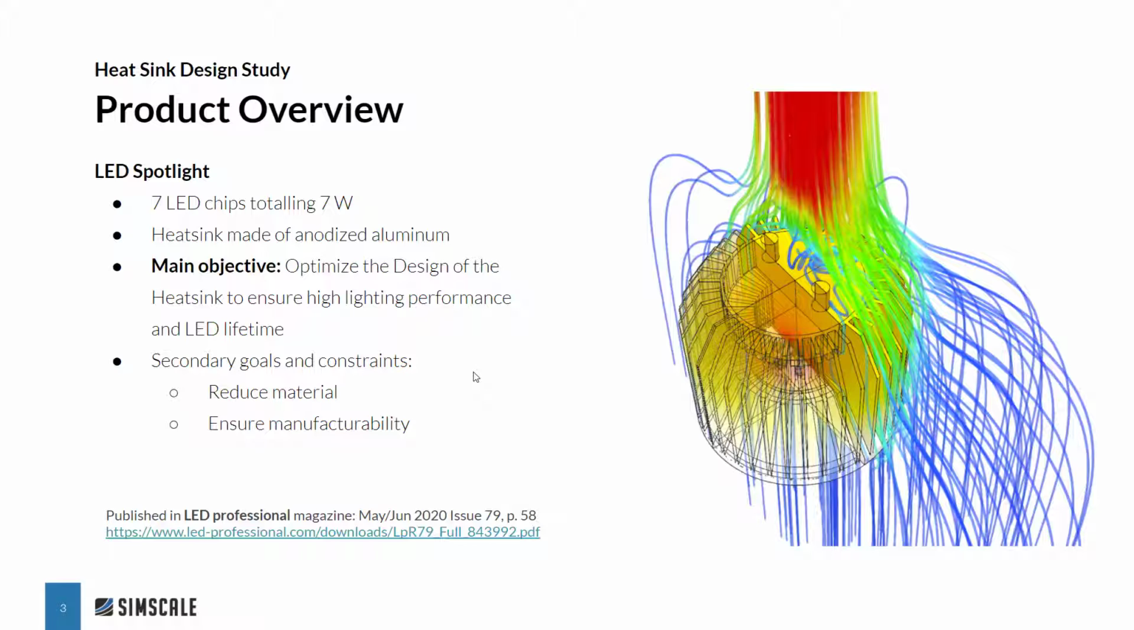We're going to be looking at an LED module with 7 LED diodes or chips totaling 7 watts of dissipated heat. And the objective, as I said earlier, is to optimize the design of the heatsink, ensuring the best quality lighting performance as well as the LED lifetime. The result of interest that's going to indicate both of these two parameters is the junction temperature of the LED. So that's really going to be our result of interest.